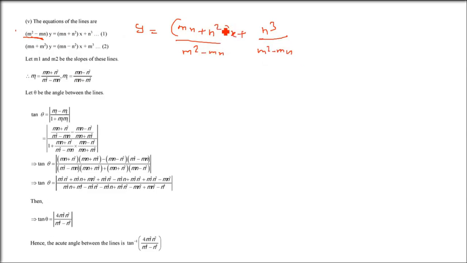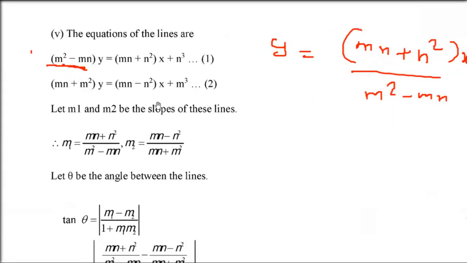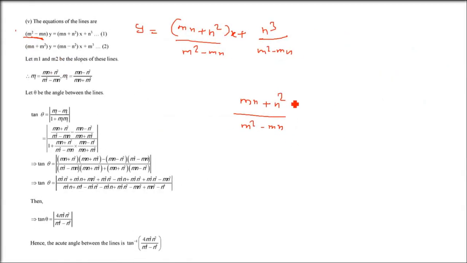Now here this x, this is the m, this is the slope, this is the tan theta of this line. So I am writing m1 as mn plus n square by m square minus mn. Now similarly here also, this one also m2. So we need to divide this. So this is mn minus n square by mn plus m square. Directly I am writing. So this is m2, is mn minus n square by mn plus m square.